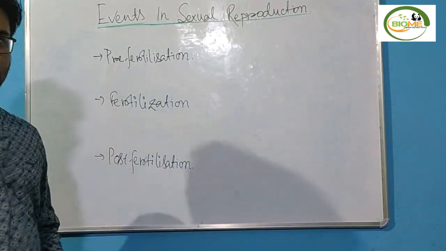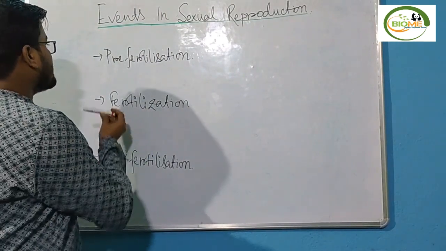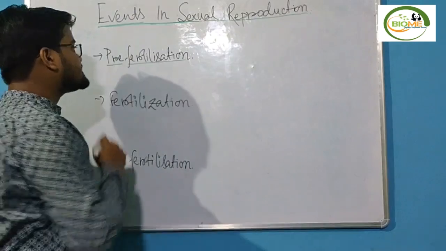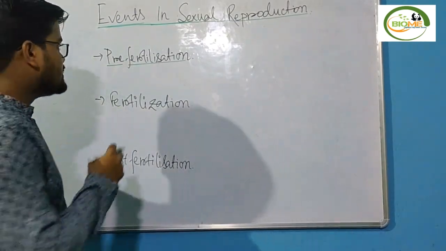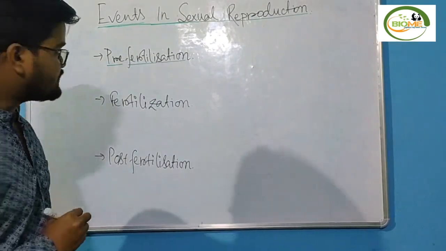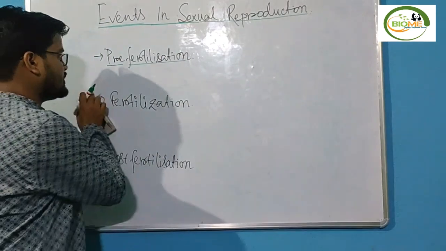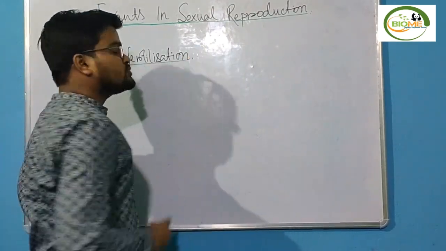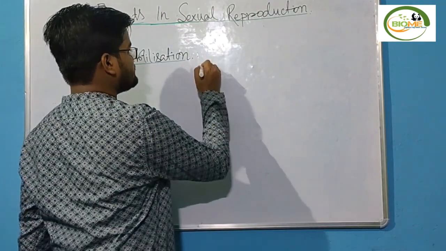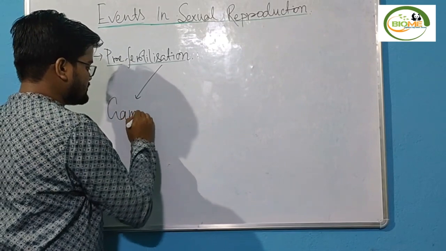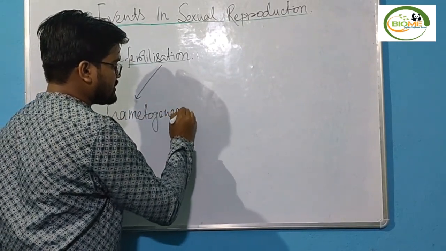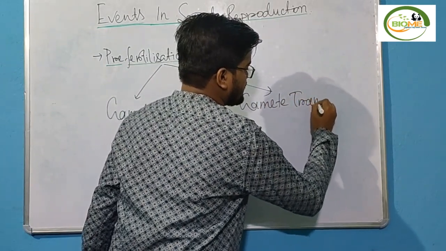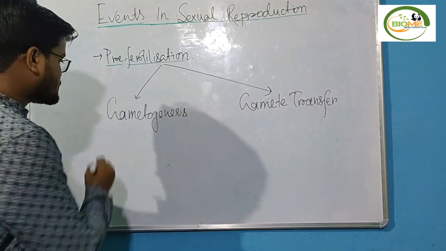Pre-fertilization: pre means before, and fertilization means the fusion of gametes. So pre-fertilization is the period before the fertilization of 2 gametes. This phase has 2 special points. First is gametogenesis, and the second is gamete transfer. So let's come to gametogenesis.